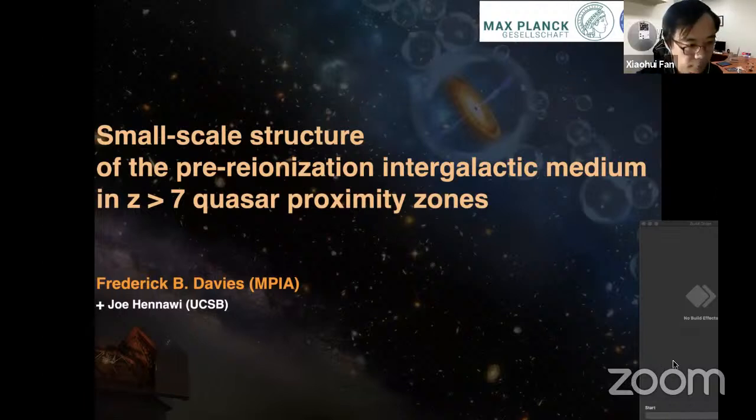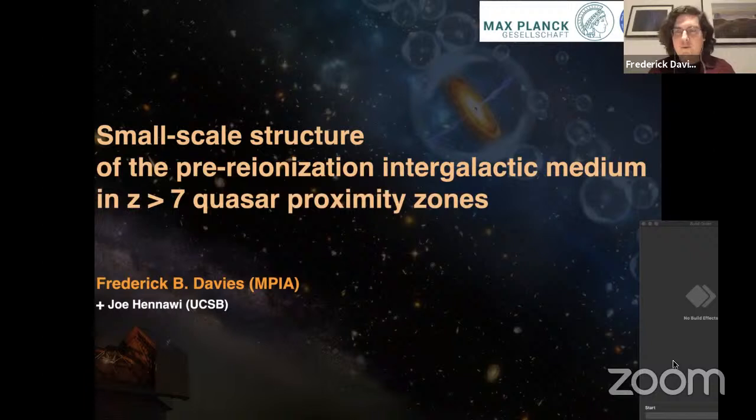Perfect. Okay, yeah, I'd like to tell everyone about this project I've been working on for a little while now with Joe Hennawi, my former boss, on how we can use the proximity zones of the highest redshift quasars, the ones pushing really deep into reionization, to probe some physics of the early pre-reionization IGM.